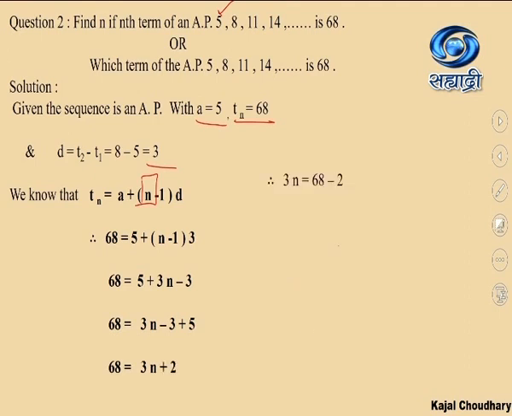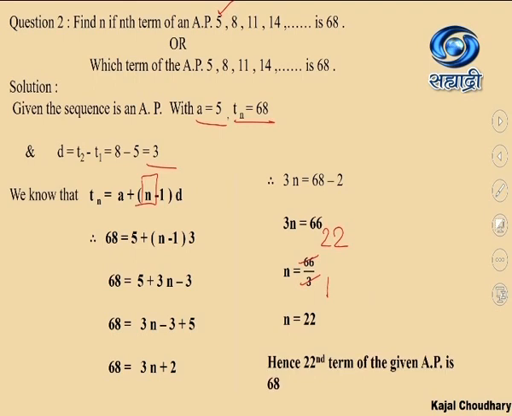Therefore, your 3n is equal to 68 minus 2. 3n is equal to 66 and your n becomes 66 upon 3. But we are going to reduce it into the simpler form. 3 ones are 3. I hope this calculation everybody is comfortable with. 3 ones are 3, 3 twos are 6, and hence we are going to get n is equal to 22. Hence, the 22nd term of the given AP is 68.